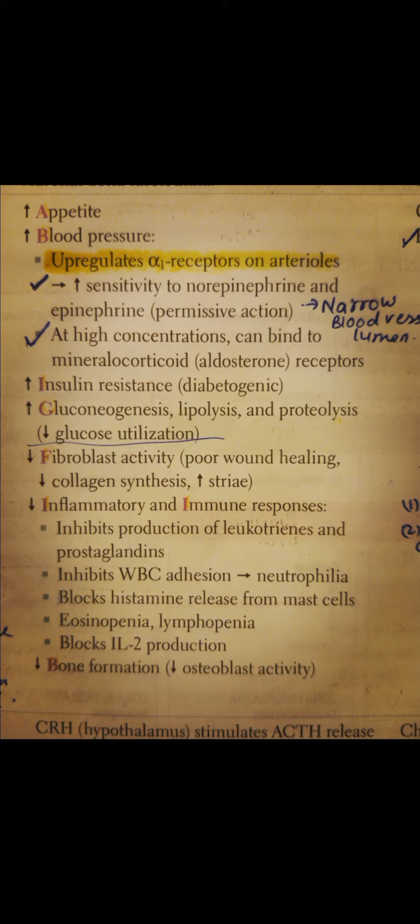R big fib was a mnemonic to remember the functions of the cortisol. R was increase in appetite, and B was for increase in blood pressure. So, blood pressure is increased by the upregulation of the alpha receptors present on the arterioles, which increase the sensitivity to catecholamines. This is the permissive function of the cortisol, which means that in presence of catecholamines, it can cause the increase in blood pressure.